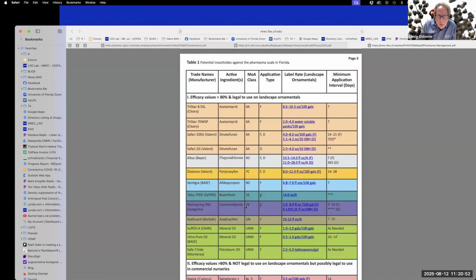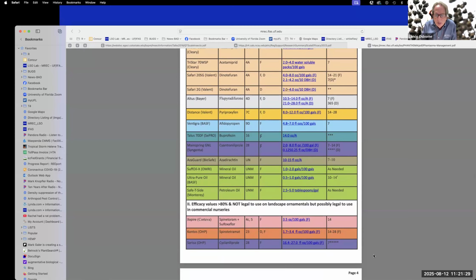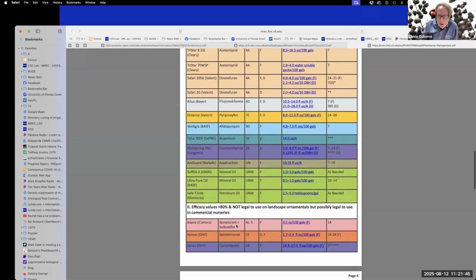Mainspring is a different category. So that gives you materials that you can rotate, because we've already seen resistance, not in this particular scale but in a number of other scales, to the neonics being overused. So you really need to look at two or three materials to rotate with. Again, the oils are ones that people have found to be relatively safe. This chart with the rates is on a handout that you can download yourself. There are some newer materials, but unfortunately one that looks good can't be used on landscape ornamentals or in the urban landscape. It's okay for nurseries probably, but not for managing them in, say, a homeowners association or large area or a hotel.